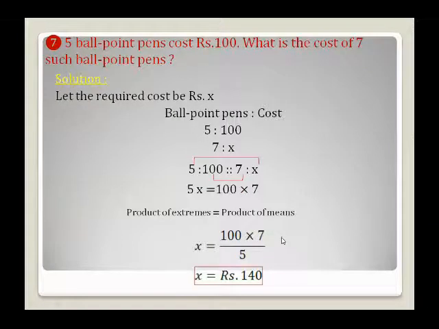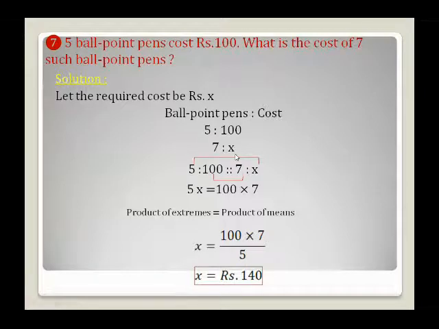Now students, in question number 7, here we have 5 ballpoint pens cost rupees 100. What is the cost of 7 such ballpoint pens? Okay, here students, here we have the cost of 5 ballpoints, and we find the cost of 7 ballpoints. Now here we start a solution. Let the required cost be x. Okay, ballpoint pens to the ratio cost. Ballpoints are 5, ratio the cost is 100. The other number of ballpoints, which are 7 to the ratio x, because the cost is unknown here.